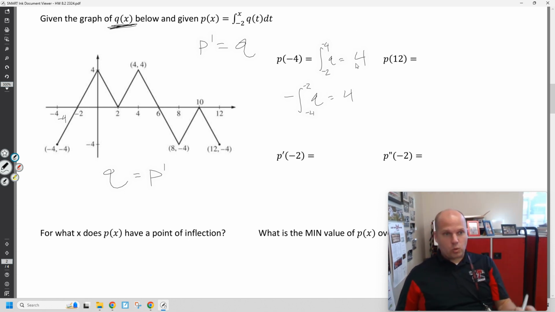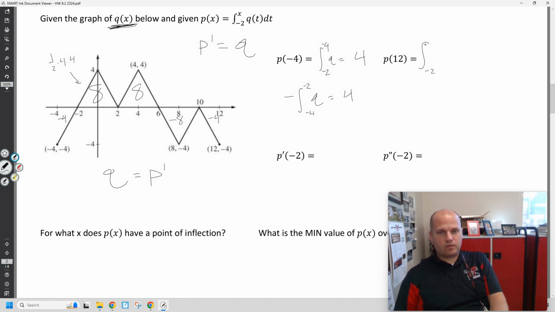Let's go all the way to 12. I start at negative 2. These are all the same triangles. So let's see. Base 4, height 4. So 1/2 base 4, height 4 is 8. So that's an 8, that's an 8, that's a negative 8, and that's going to be a negative 4. All right, cool. So accumulate from negative 2 to 12 Q, and you get 4.